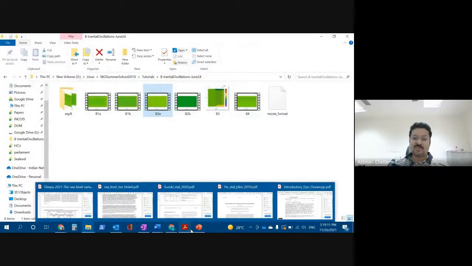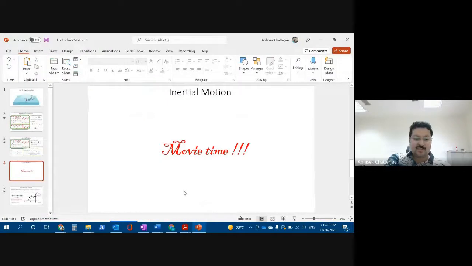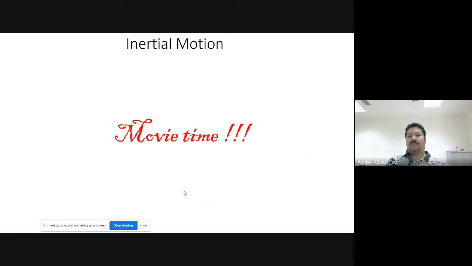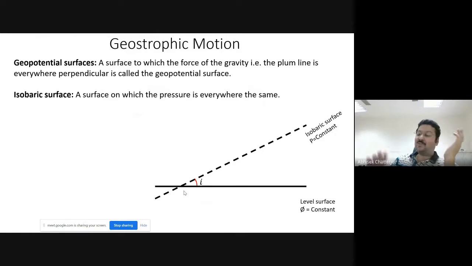Okay, so let's go back to our presentation. Movie is over. So the next thing that we want to look at: if you do not consider friction, and there is no motion in the fluid, we get the hydrostatic equation. Then we looked at, if you add du/dt into that, then you get an inertial motion, which circles around because of some wind or something else. Any disturbance, there will be an inertial motion.